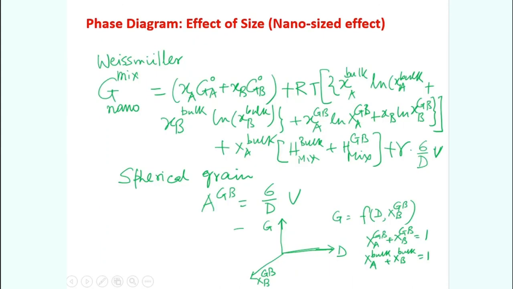For a spherical particle, you will see a very simple analogy. When you are talking about phase transformations, at the phase transformation temperature, say T is T transformation, T trans, the free energy of the old phase must be equal to the free energy of the new phase. You can always write this as G liquid equal to G solid.